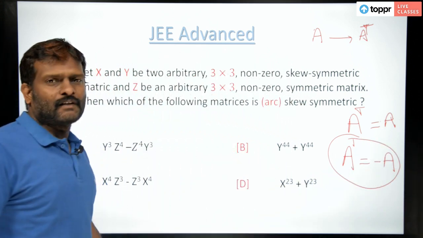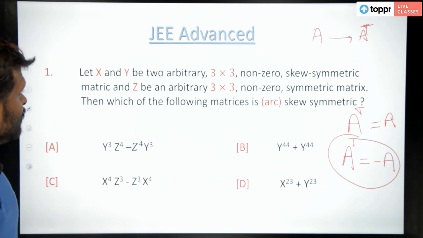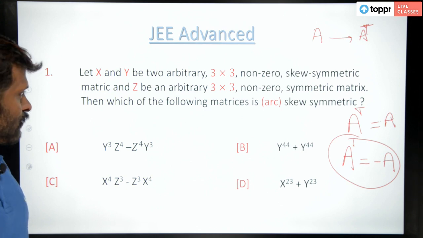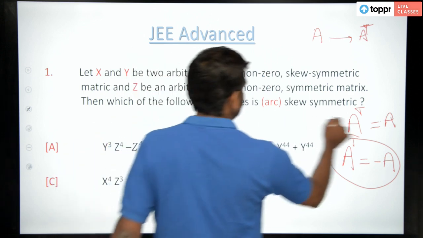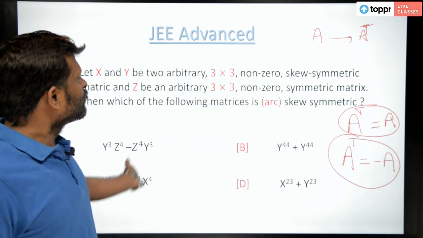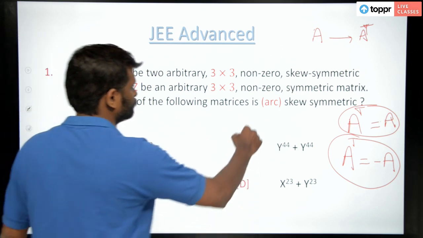That means the transpose of x is equal to negative x and the transpose of y is equal to negative y. Then Z is an arbitrary 3 by 3 non-zero matrix. It is a symmetric matrix, that is, its transpose is equal to itself. Then which of the following matrices are skew symmetric?